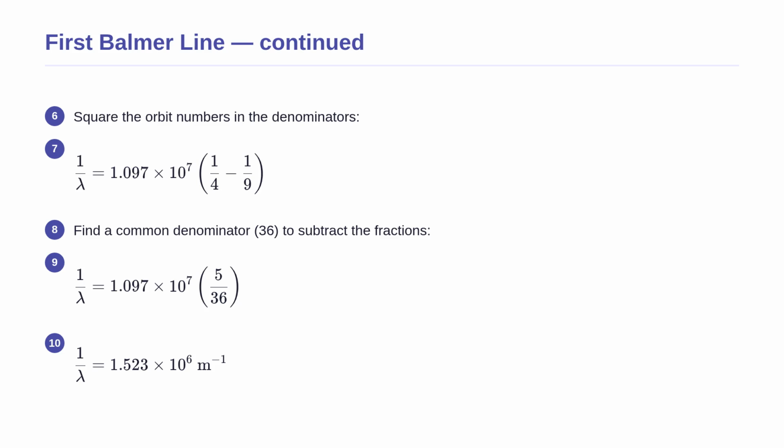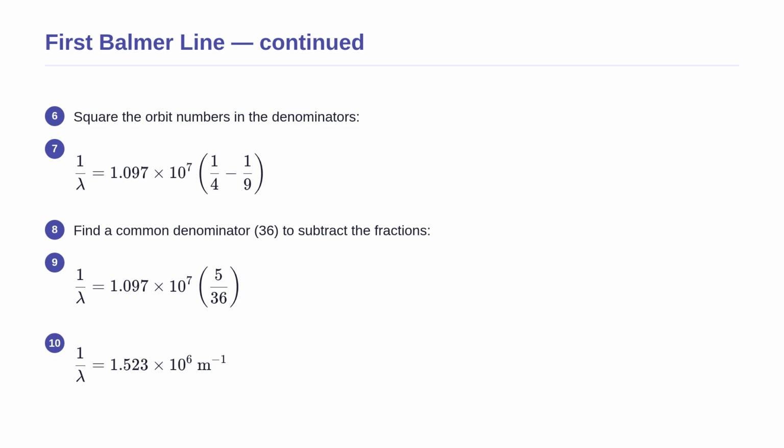Continuing with our calculation, we must carefully perform the basic arithmetic inside the parentheses. Squaring the initial and final states gives us 1/4 minus 1/9. We find a common denominator of 36, which simplifies the geometric part of the transition to exactly 5/36. Multiplying this fraction by the Rydberg constant gives us the wave number, which calculates to 1.523 times 10 to the 6th inverse meters.